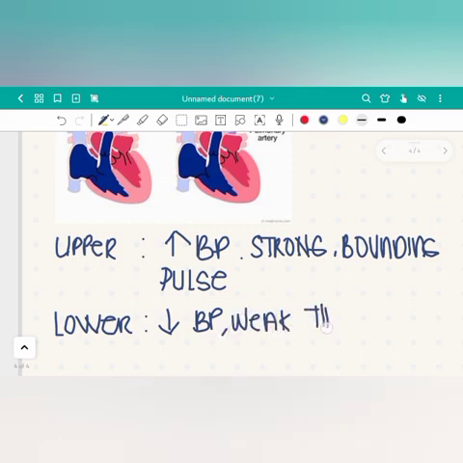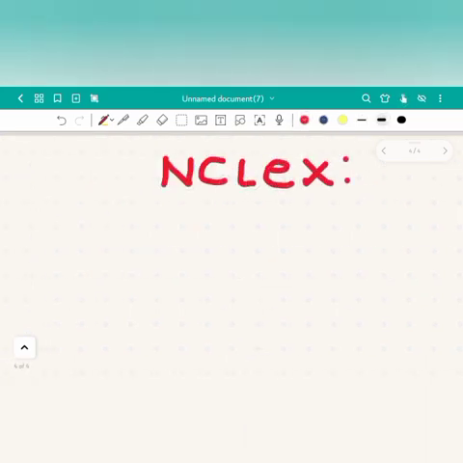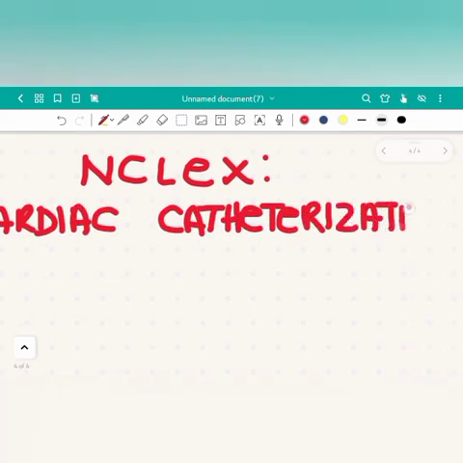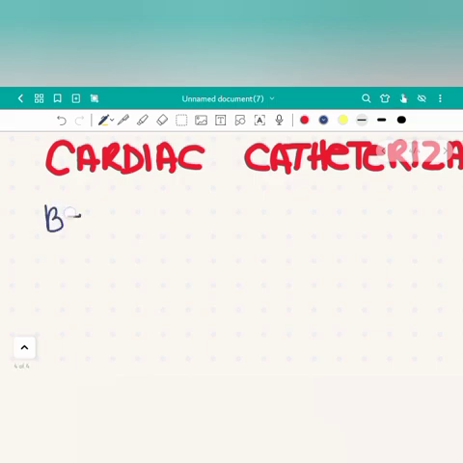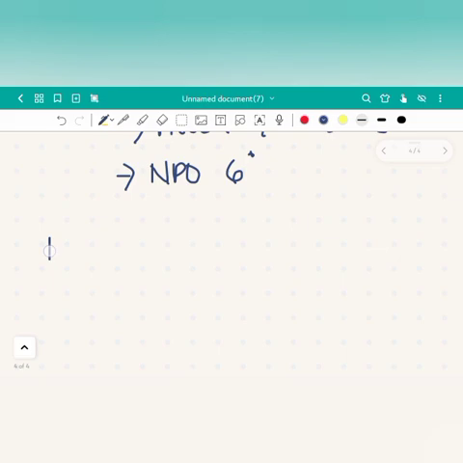So, as an additional management for a patient with congenital heart defects, ito lang yung most common asked questions sa NCLEX, like your cardiac catheterization. I-discuss natin dito yung before and after cardiac catheterization. So, before the procedure, you must ask the mother if the patient has any allergy to iodine. And you should keep the patient NPO for 4 to 6 hours for children. And if it is infant, less than 6 hours can be.